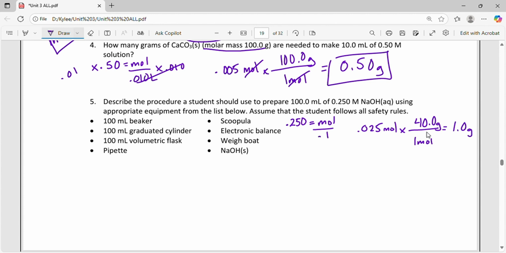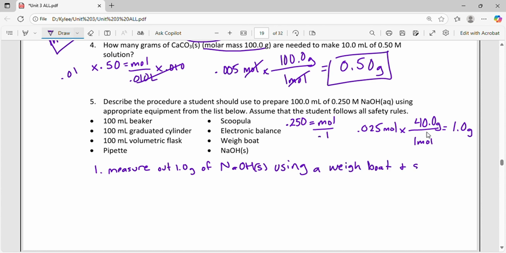So how can I describe how to make this solution? First is I'm going to measure out 1 gram of NaOH solid using a weigh boat and scoopula. Then I'm going to transfer the NaOH solid, and this is a big one. We're going to transfer it to the 100 mL volumetric flask.